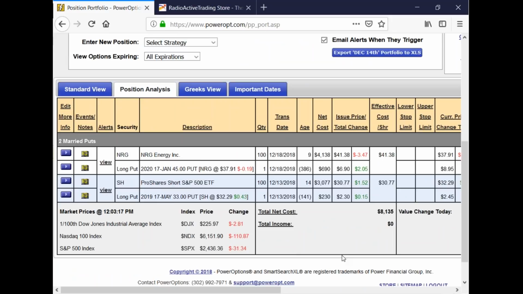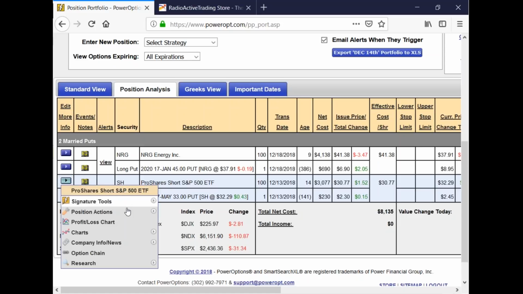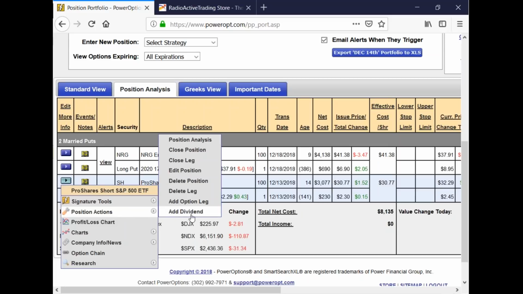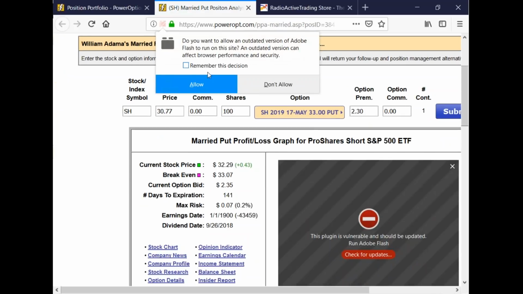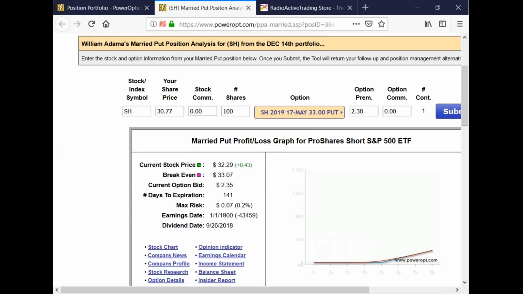Now, using the power options tools as I track any position in the portfolio, if I'm even trading just a stock position, or I should say tracking a stock position in our portfolio, I can go to the position actions view and the position analysis tool to see potential rollout opportunities or adjustments, where all the math is done for me. As I'm tracking this married put here, go to position analysis. Let's get that Adobe Flash going. There we go. All right.